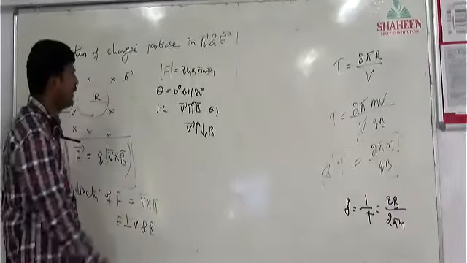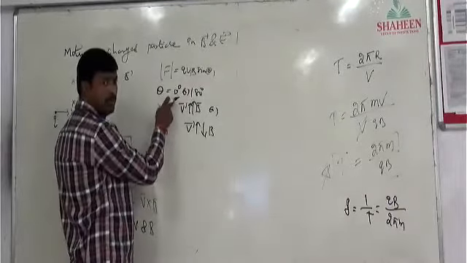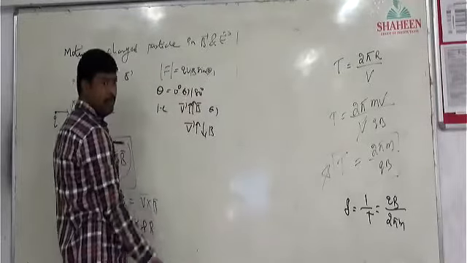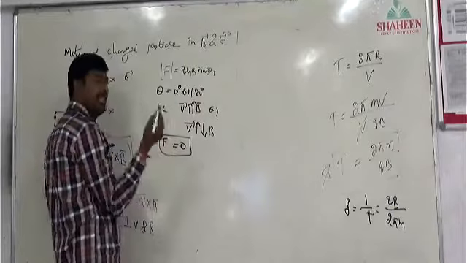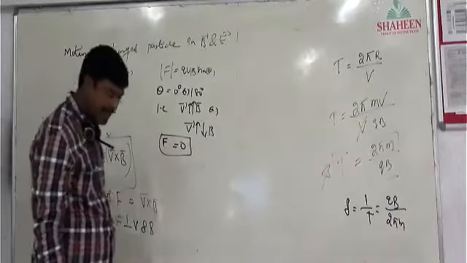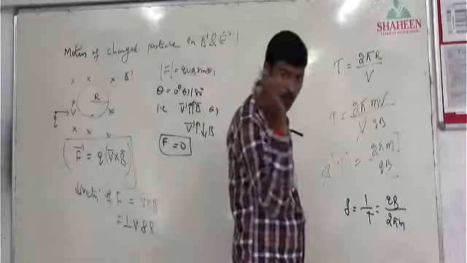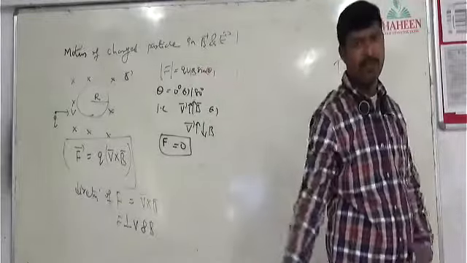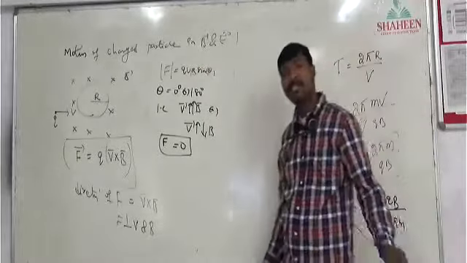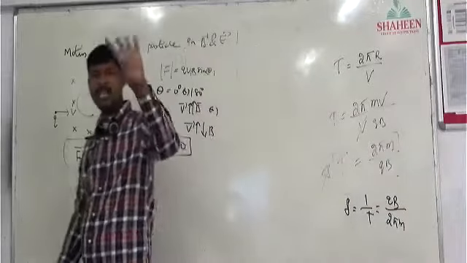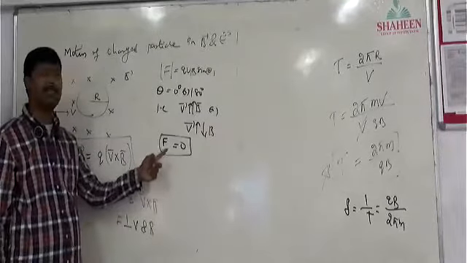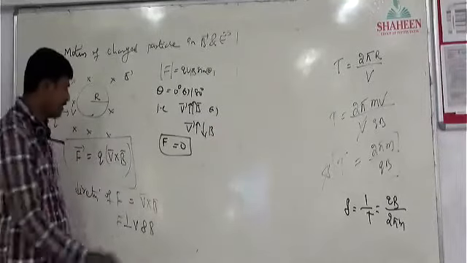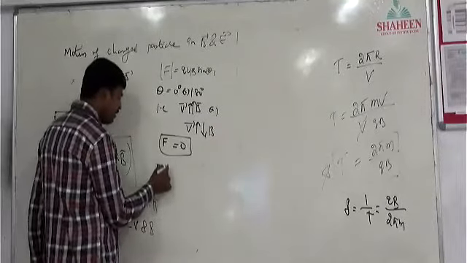So at that time what happens? Sine 0 and sine 180 are 0, so force will be 0. It won't experience any force. Whenever a particle enters the magnetic field along or opposite to the magnetic field direction, it won't experience any force. Clear?